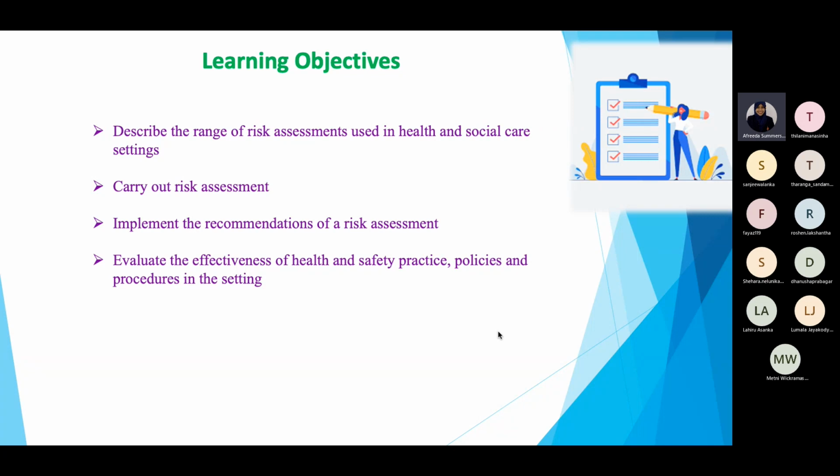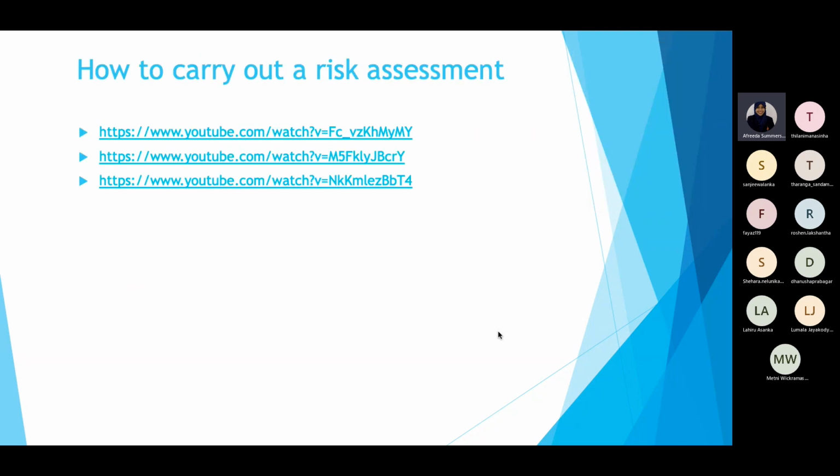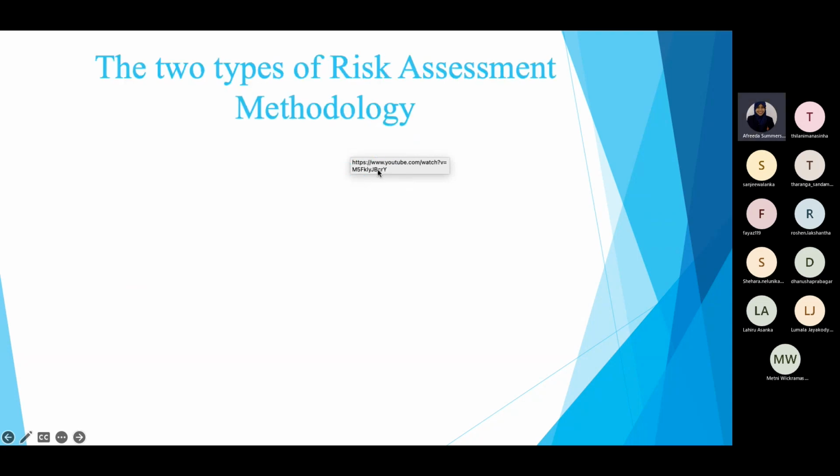So most probably we have a little bit more. So these are the learning objectives. Maybe I'll come back to the video at the end of the lecture because I want to continue. Yeah. So today we are going to learn in a little bit more detail the two types of risk assessment methodology. Based on a method, how do we assess the risk? So the first one is quantitative risk assessment.